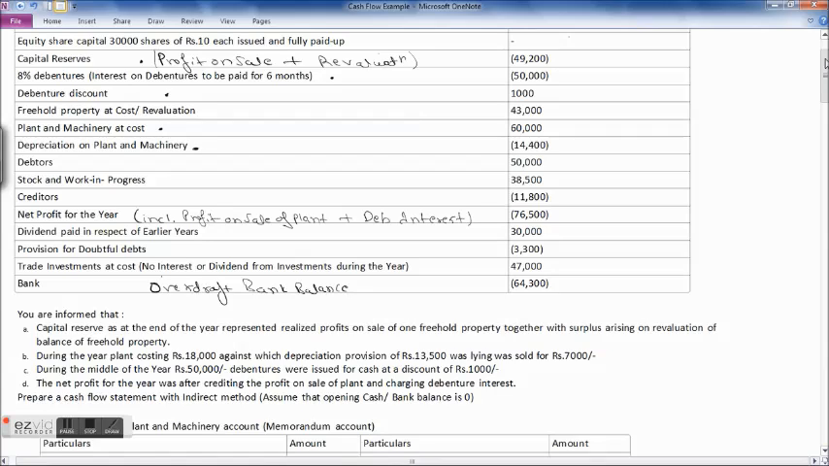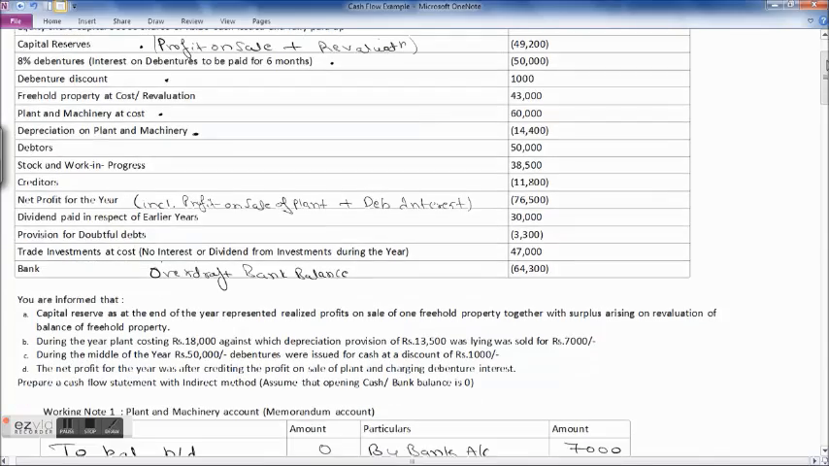Then the next one: 8% debenture, interest on debentures to be paid for 6 months, 50,000. There is an increase in the balance of the debentures, 50,000, received as proceeds from debentures. Out of 50,000, 1,000 was a debenture discount, so proceeds received from debentures are 49,000. Since it is received from issue of debentures, it will be included in financing activity.